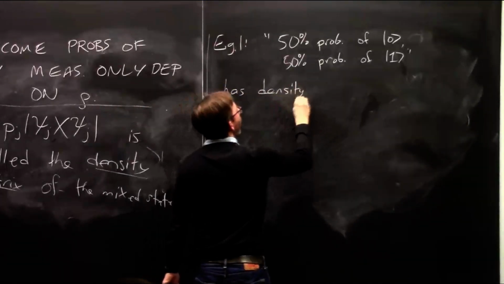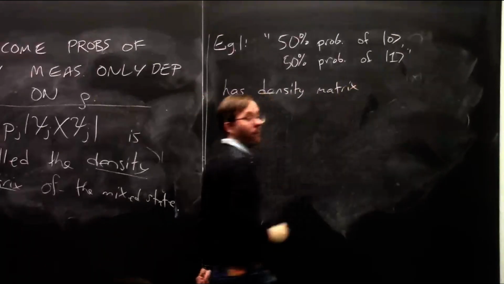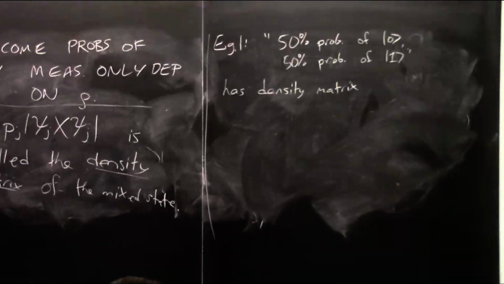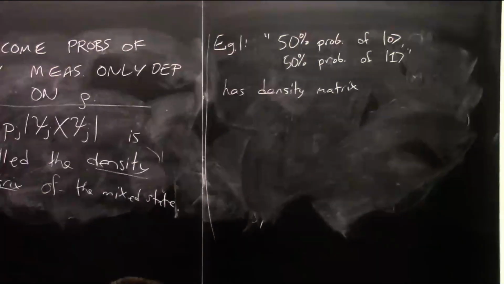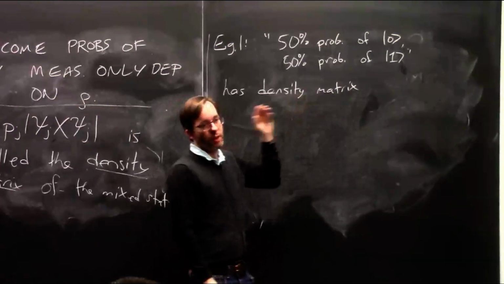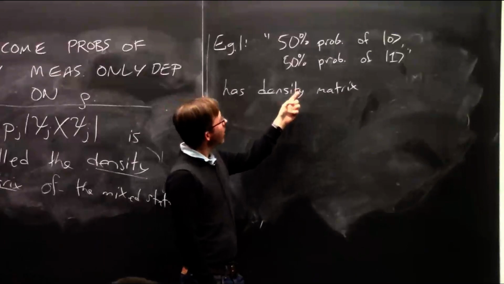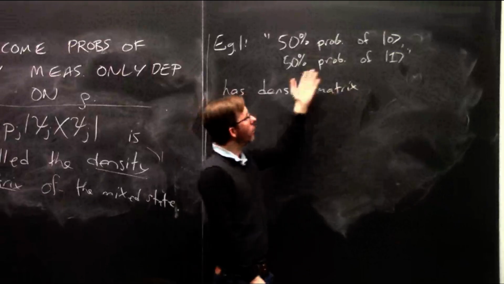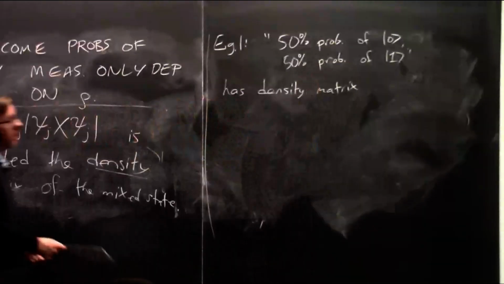Is this distinguishable from the pure state plus? Yes, definitely. For example, if you have a photon in the pure state plus, a 45-degree rotated photon, and you measure it in the plus-minus basis, there's a 100% chance you'll get plus. Whereas if you measure this mixed state in the plus-minus basis, no matter whether it turns out to be 0 or 1, you have a 50% chance of measuring plus. So overall you'll have a 50% chance of measuring plus. So that's a way to distinguish it.